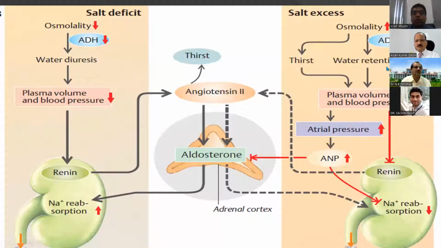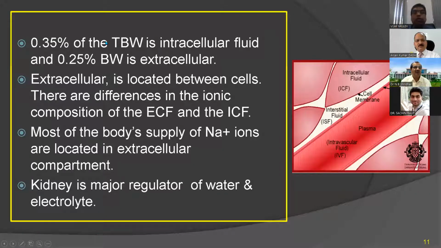That's how it goes. And the 0.35% of the total body weight is intracellular fluid. Here you can see this is the intracellular fluid, and 0.25% is extracellular fluid, also called the interstitial fluid. And most of the body's supply of the sodium ions are located in the extracellular components. So hence, the kidney is the major regulator of the water and electrolyte balance.